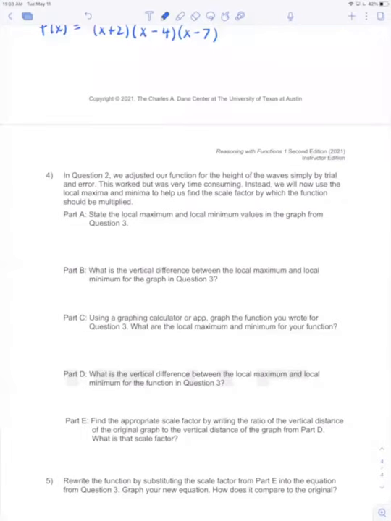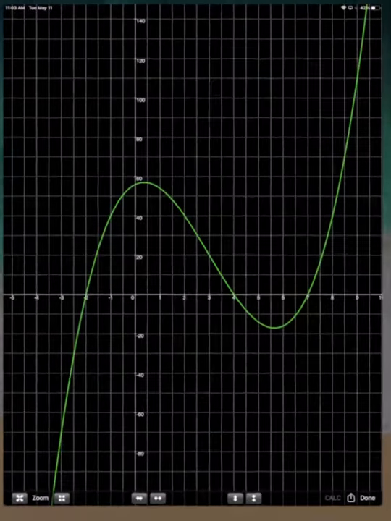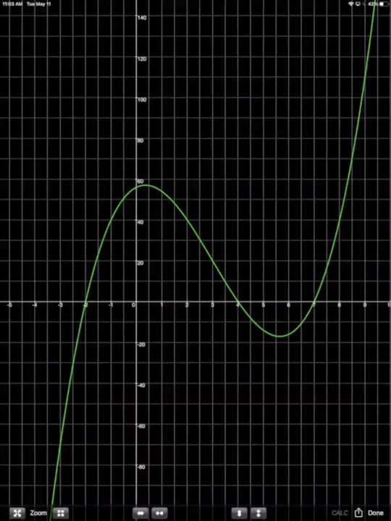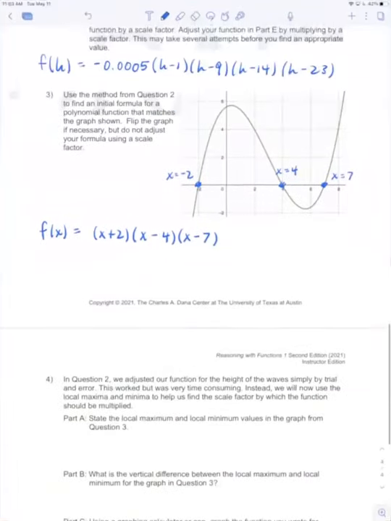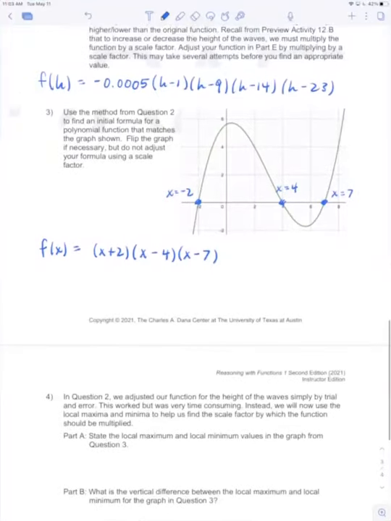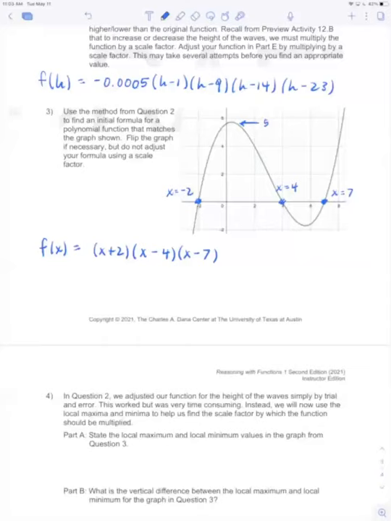Part A, state the local maximum and local minimum values in the graph from question 3. So if I go back to the graph, where are we here? Oh, it's not our graph, the graph in question 3. Sorry about that. So it looks here, we're going to call that not quite 6, 5 something. Why don't we do 5.7. And then the minimum value right there. Why don't we do negative, well, it's more than 1, not quite -2, about 1.7. Okay.